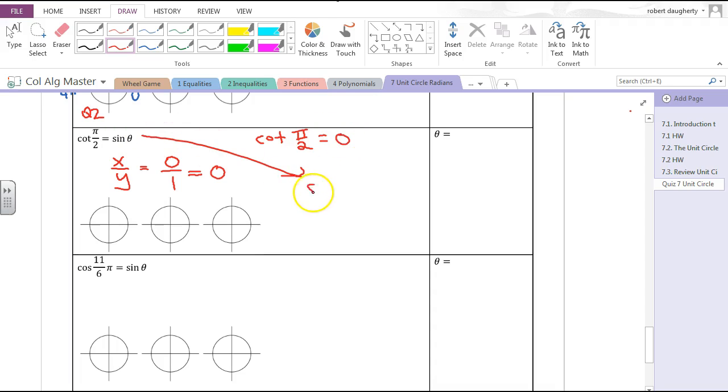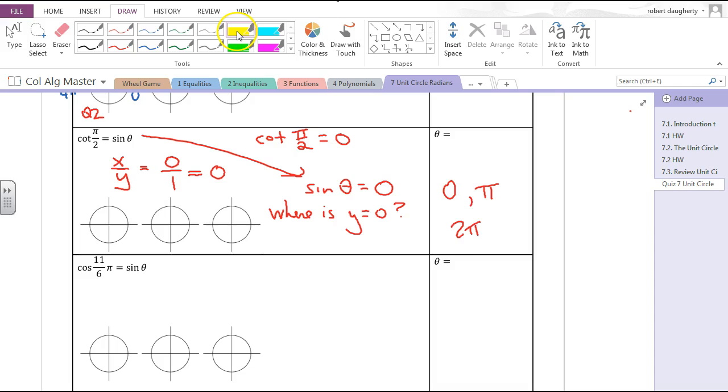So this problem now becomes sine of theta equals 0. Can you answer the question, where is y equal to 0? Look on your unit circle. Y is equal to 0 in two places: at 0 and pi. You could also write 2 pi, and you would also be correct. If you look at it, 0 and 2 pi are basically the same terminal side. Those are identical, so I would take either of those as an answer probably here.